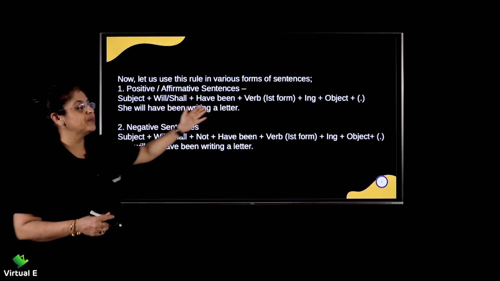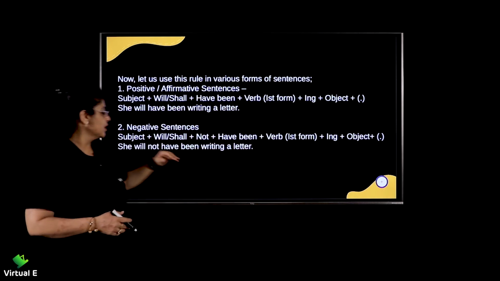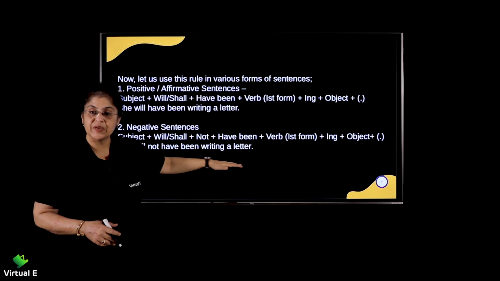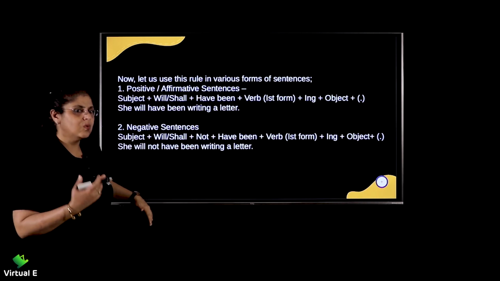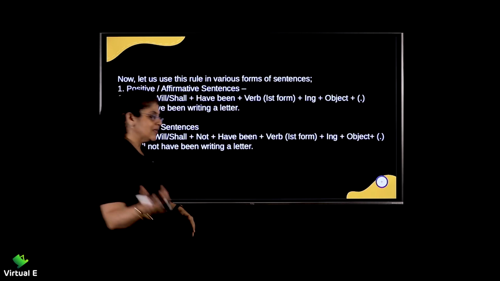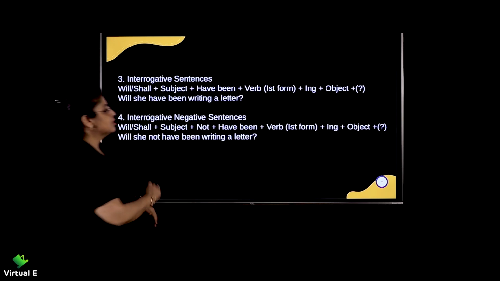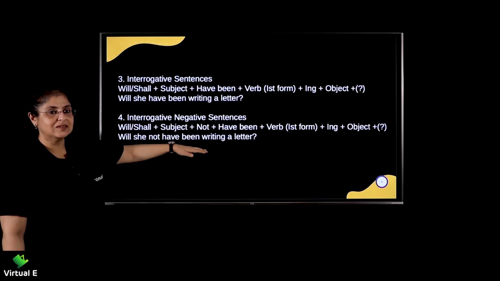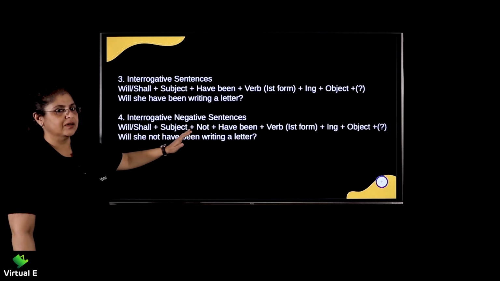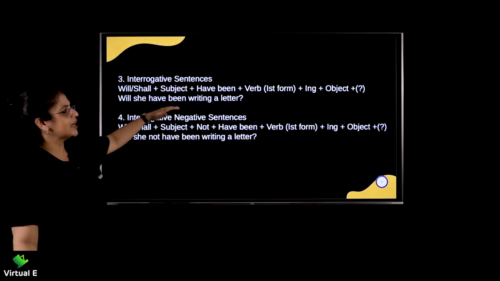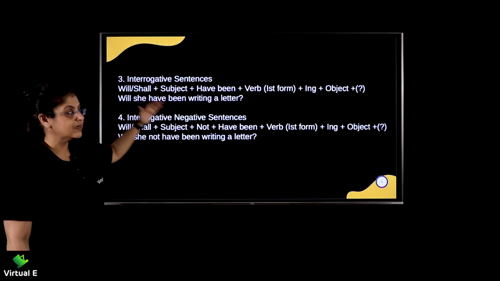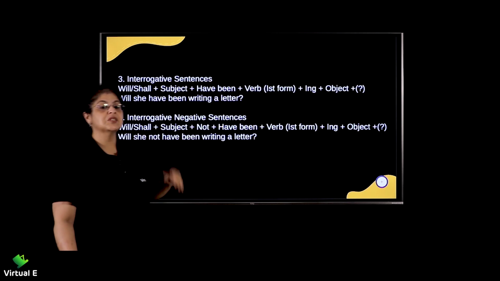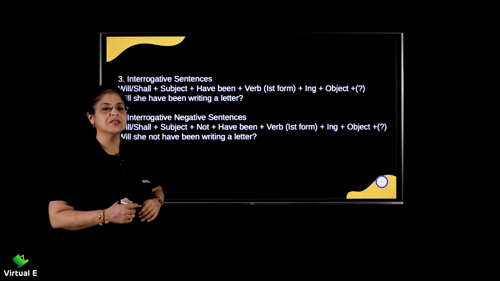She will have been writing a letter. She will not have been writing a letter. Can you think of the interrogative? Will she have been writing a letter? Will she not have been writing a letter? I'm sure by now you have got it. Yes? So yes, will she have been writing a letter? Will she not have been writing a letter? These are the four forms of your future perfect continuous.